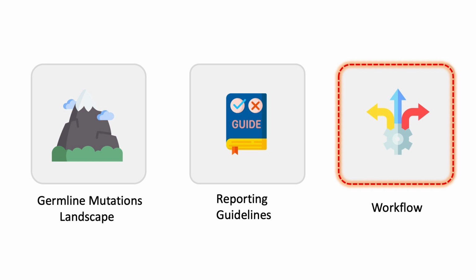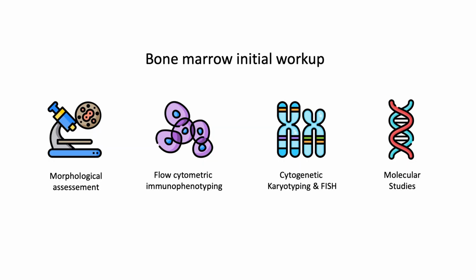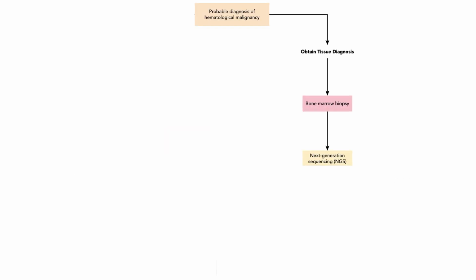So when we use ACMG guidelines, Sanger sequencing, NGS, how does all of this come together in a workflow in reality? Usually, in the lab at least, the workflow starts with the bone marrow initial workup: morphological assessment, flow cytometry and immunophenotyping, cytogenetics and FISH, and molecular studies. So all of this usually starts with the bone marrow biopsy.